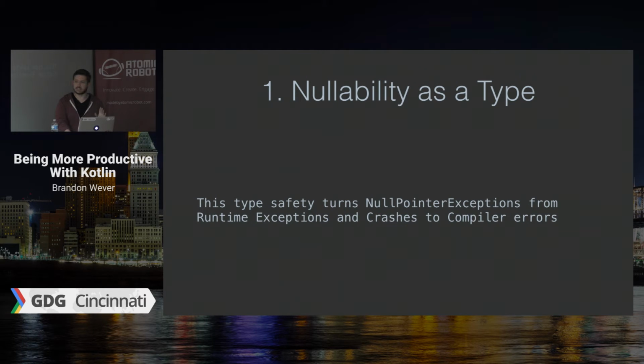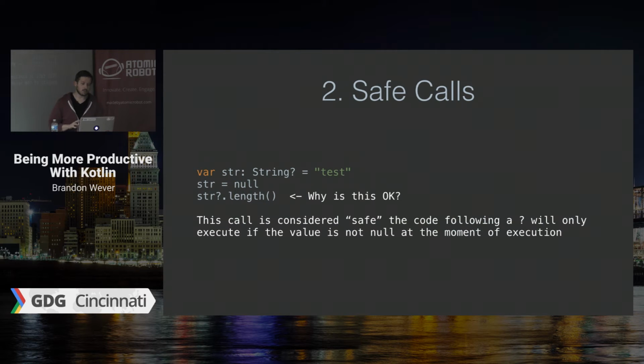And yeah, like I said, this helps push runtime exceptions to compiler errors so you can catch them before shipping your app. So we talked about that length call. So why is that not a null pointer exception? What's different there? So the question mark after str there, str question mark dot length, that's called a safe call.